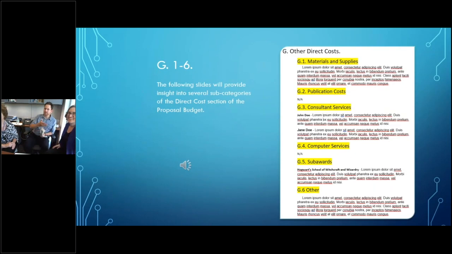So speaking of, we had a couple questions referencing this category of G, right? So G is basically everything else. We've touched on our salaries and wages, our travel, and our participant support, and then we get to the real meat of the budget, which is our G costs. So we have G1, materials and supplies, G2, publication costs, G3, consultant services, G4, computer services, G5, subawards, and then G6, other.